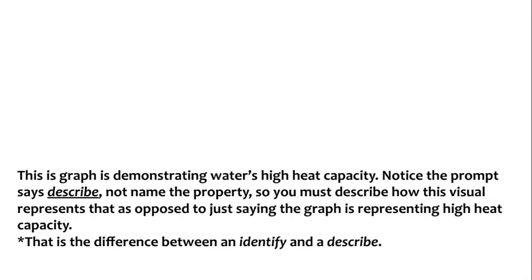Now, here's the thing. If you're going to mess anything up, if you will, the graph is demonstrating water's high heat capacity, that's for sure. But the prompt says describe, not name the property. So you have to describe how the visual represents that, as opposed to just saying the graph is showing high heat capacity. There's a big difference between identify and describe. So you need to describe what the line is doing over that 6-day period.